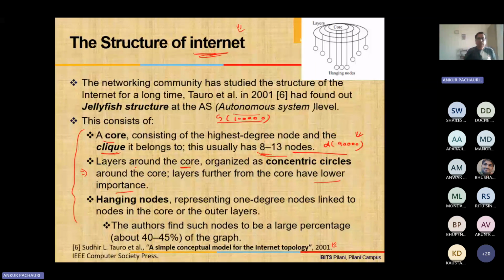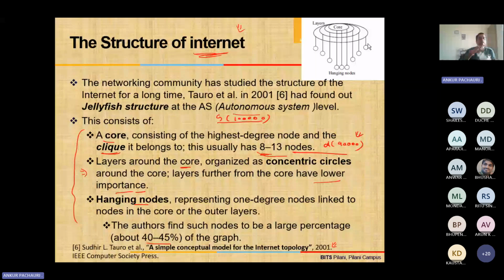So suppose 50,000, then 10, then 30,000, then 10,000, and so on. So there were concentric circles with a different or lesser connectivity. And then there were a large number of nodes, around 40 to 50% of the nodes, who were hanging. Hanging nodes means nodes with degree 1. So again, there are a large number of nodes having the smallest degree.